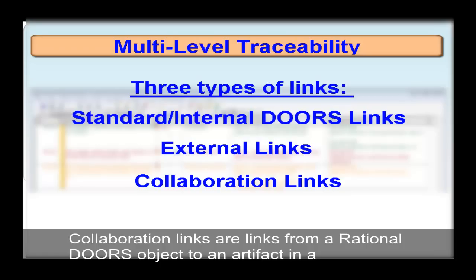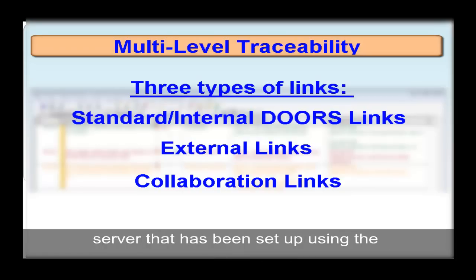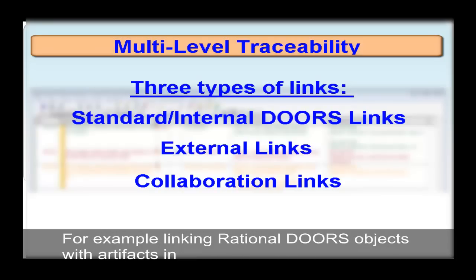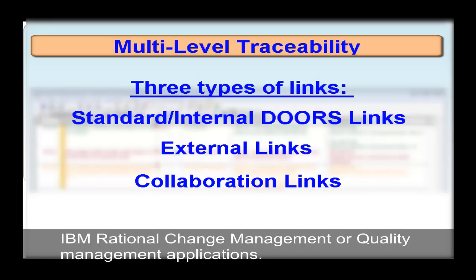Collaboration links are links from a Rational DOORS object to an artifact in a server that has been set up using Rational solution for collaborative lifecycle management. For example, linking a Rational DOORS object to an artifact in IBM Rational Change Management or Quality Management application.